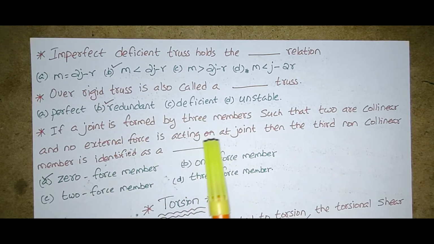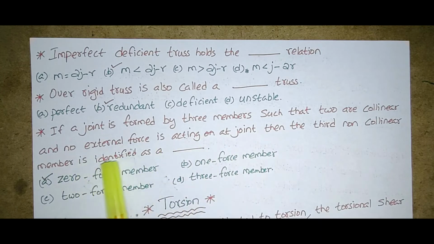If a joint is formed by three members such that two are collinear and no external force is acting at the joint, then the third non-collinear member is identified as 0 force member, 1 force member, 2 force member, 3 force member. So the correct answer is 0 force member. If a joint is formed by three members such that two are collinear and no external force is acting at a joint, then the third non-collinear member is identified as 0 force member.